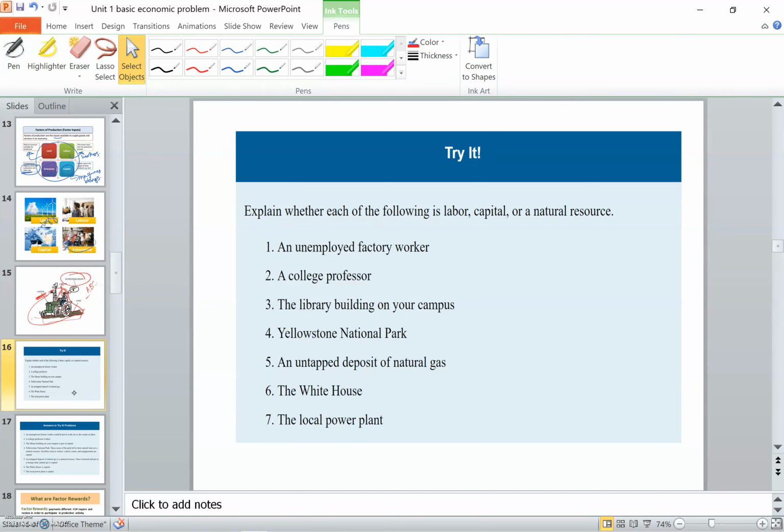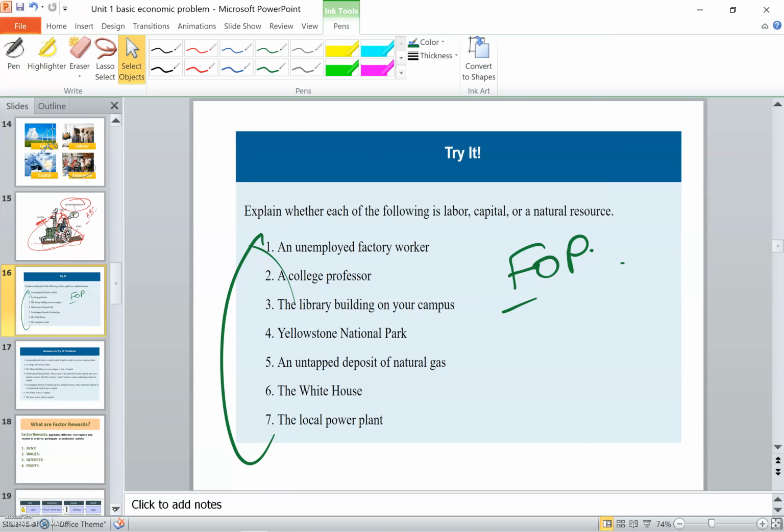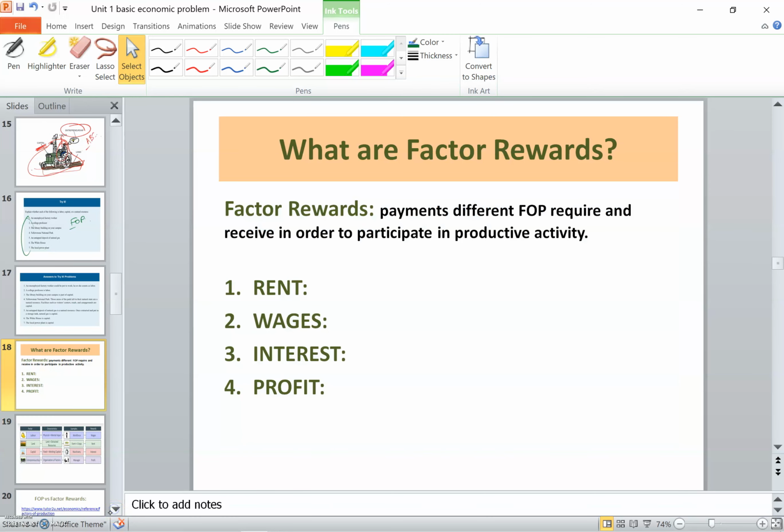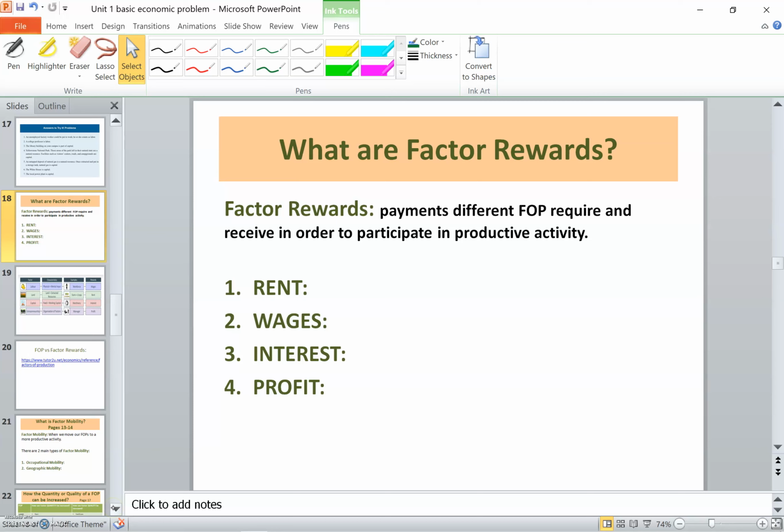Okay, I would like you to classify these examples, these seven examples that you have here, into what type of factor of production are they? Okay, and let's say we're talking about an unemployed factory worker. I'll send it to you on Edmodo and you will try and take a guess. You should know the answers, and then I will give you the answers. Here are the answers.